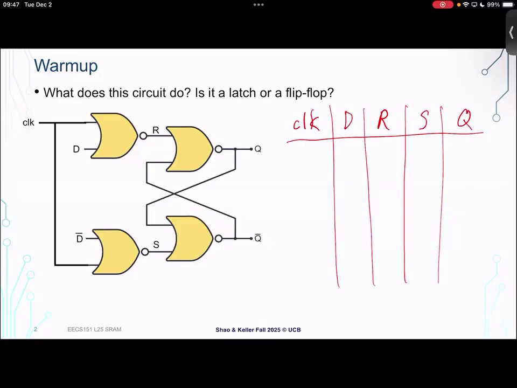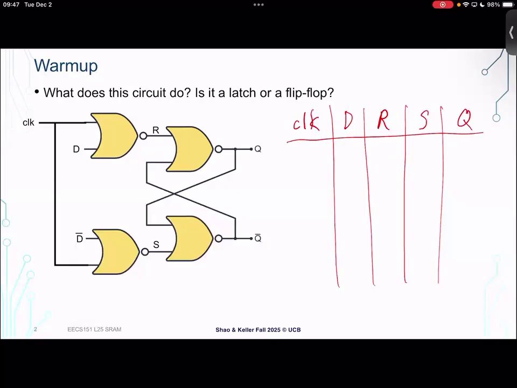All right, so you've had a fair few minutes to stare at this weird looking circuit here. What does this do? Raise your hand if you think it's a latch. Raise your hand if you think it's a flip-flop. Raise your hand if you're not really sure what the heck this does. All right, let's find out.